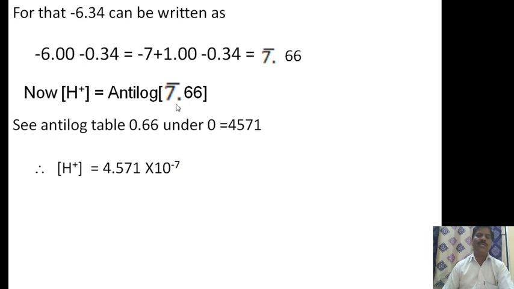Therefore, after taking the antilog, we get 4571. Then you have to put the decimal point. For that, you have to add 1 to the bar value. But instead of adding the 1 to the bar value, you just shift the decimal by one place from the left side to the right side.